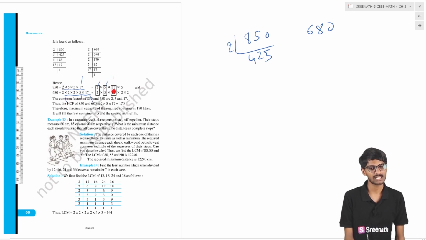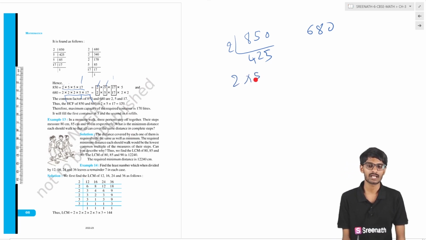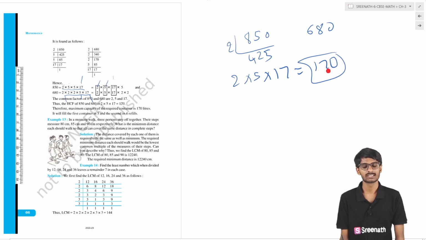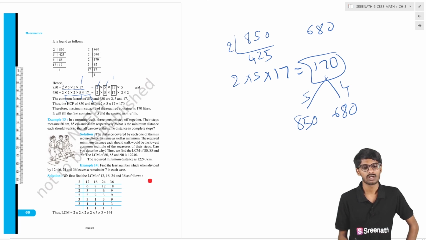So 2, 5, 17 are the common factors. Okay, students, finally 2, 5, 17 are the common factors, so finally the result is 170. With the help of 170, you can measure it. By taking 170 five times and 170 four times, we can get 850 here and 680 here. So this is the thing, students, we have to do. In this way you have to do this example and this example also.